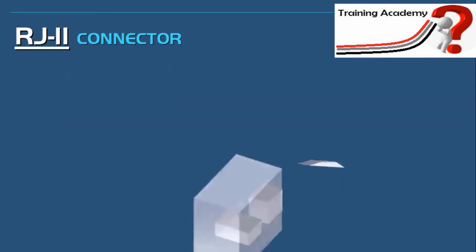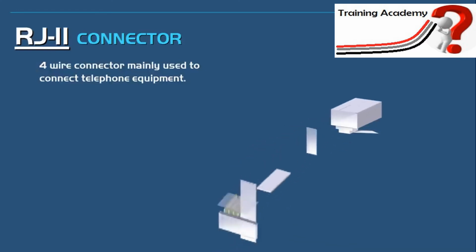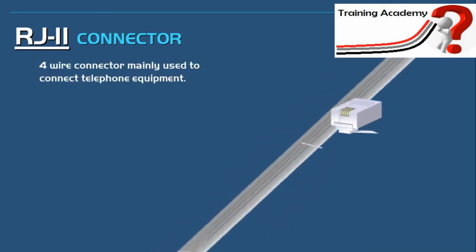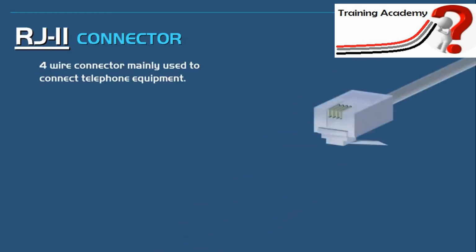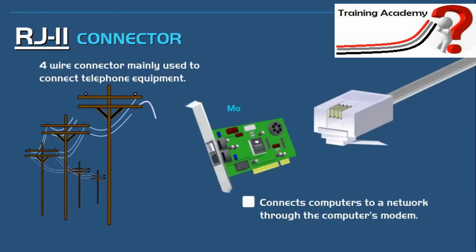The RJ11 connector has 4 wires and is mainly used to connect telephone equipment. This is mainly used to connect the network through the computer's modem. It locks itself into position using a locating catch underneath.